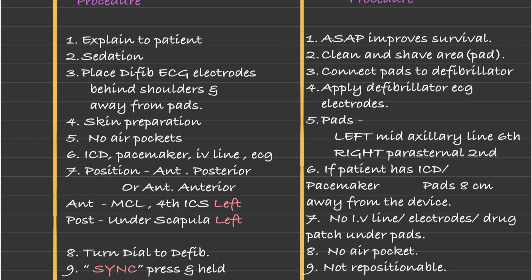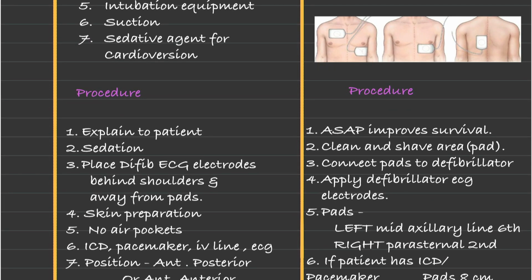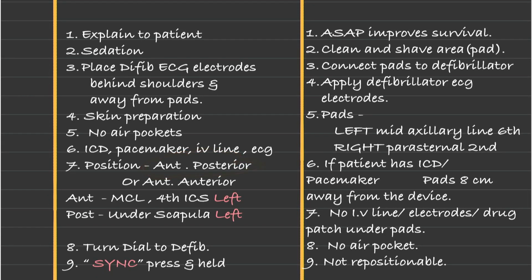And then if we talk about antero-anterior, the placement is like this. You all must have seen this placement. On the right side, it is on the second intercostal space, and on the left side, it is just at the apex, mid-axillary line, sixth intercostal space. So, what is the preferable position? The preferable position of pads is antero-posterior.